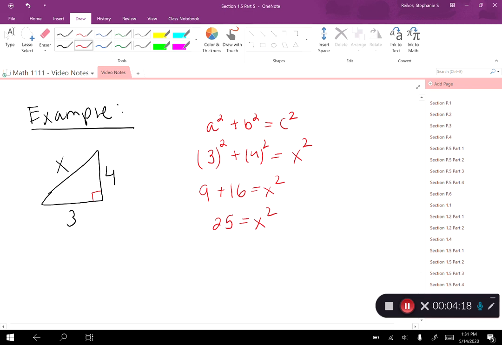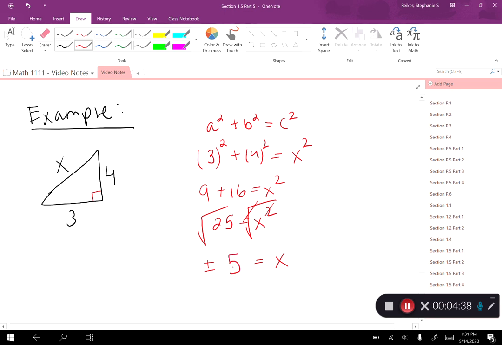And now solving for x, I'm going to use the square root method. Opposite of a square is a square root, left and right. Square and square root cancel each other out. Again, when you take the square root, you need to add the plus or minus sign in there. Square root of 25 is 5.